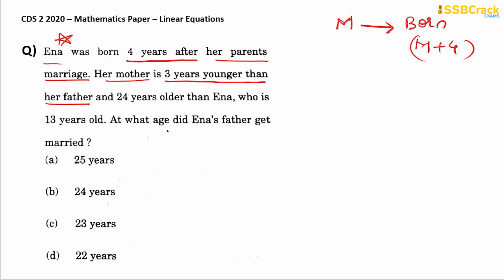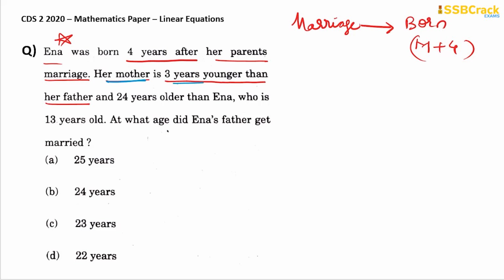Her mother is 3 years younger than her father. So I would here change this notation so that you do not get confused by it, as M was for the marriage. Now this M indicates the age of mom, F will indicate the age of father, and E, Eve, I will take as the notation to indicate the age of Anna. Alright, got the notations? So let's write now.